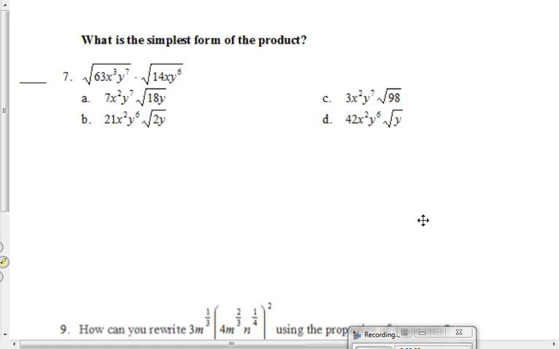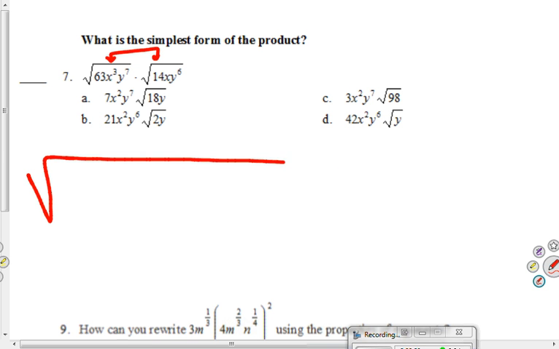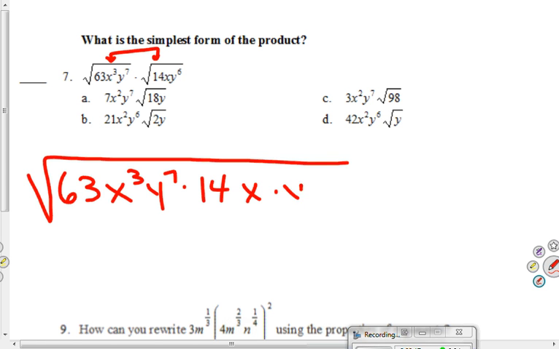All right, number 7 and 9 are both properties of exponent problems. And if you have two radicals being multiplied together, you can make one giant radical with everybody under here in one big party getting multiplied. Okay, so it's like 63 times x to the third times y to the seventh times et cetera, et cetera.